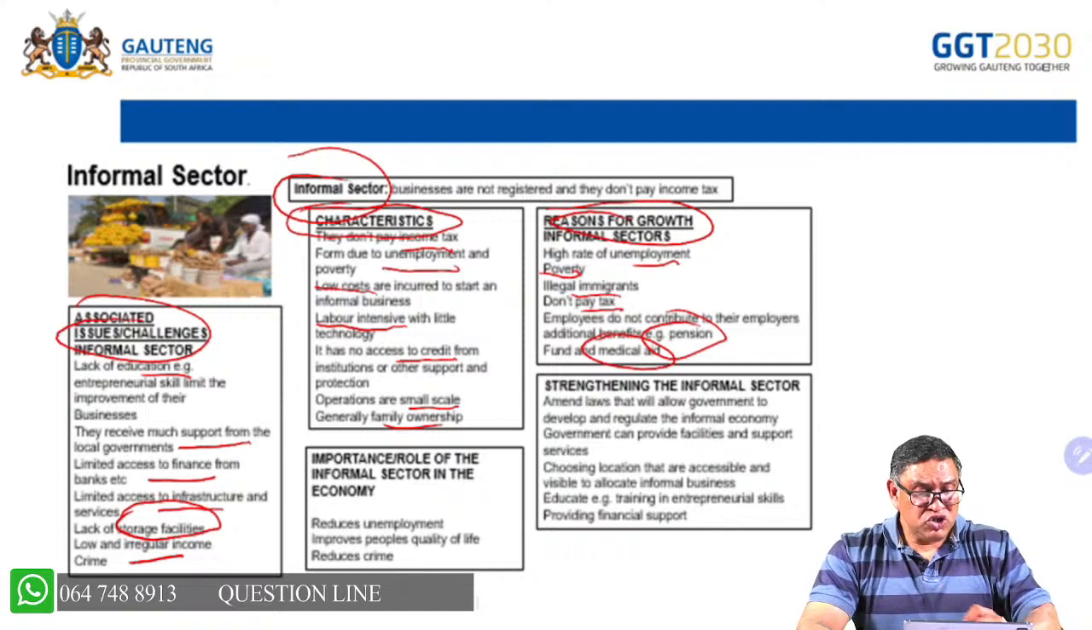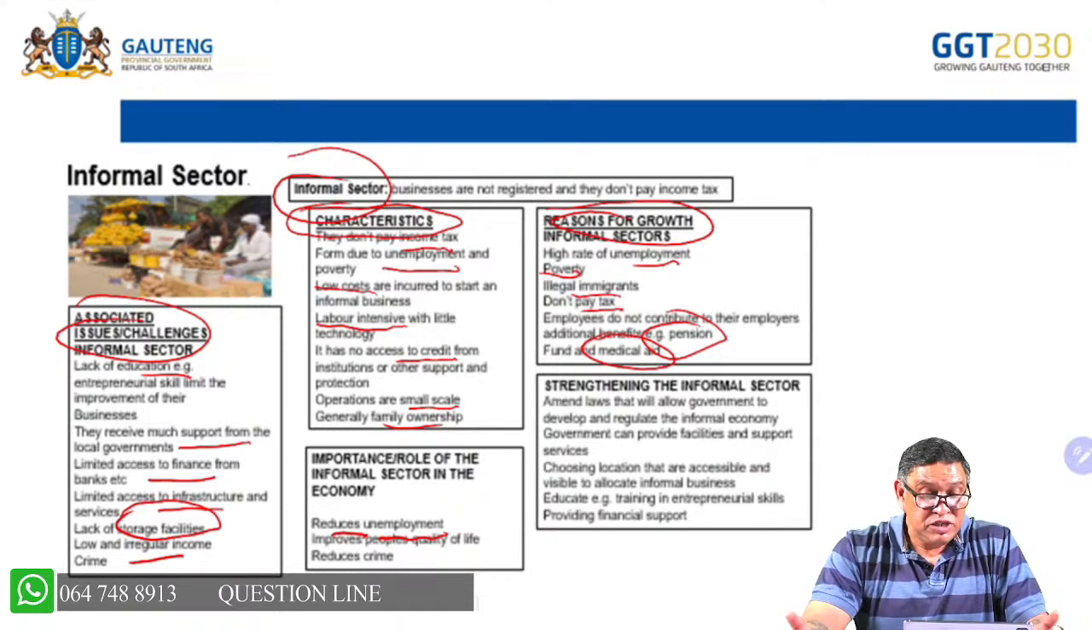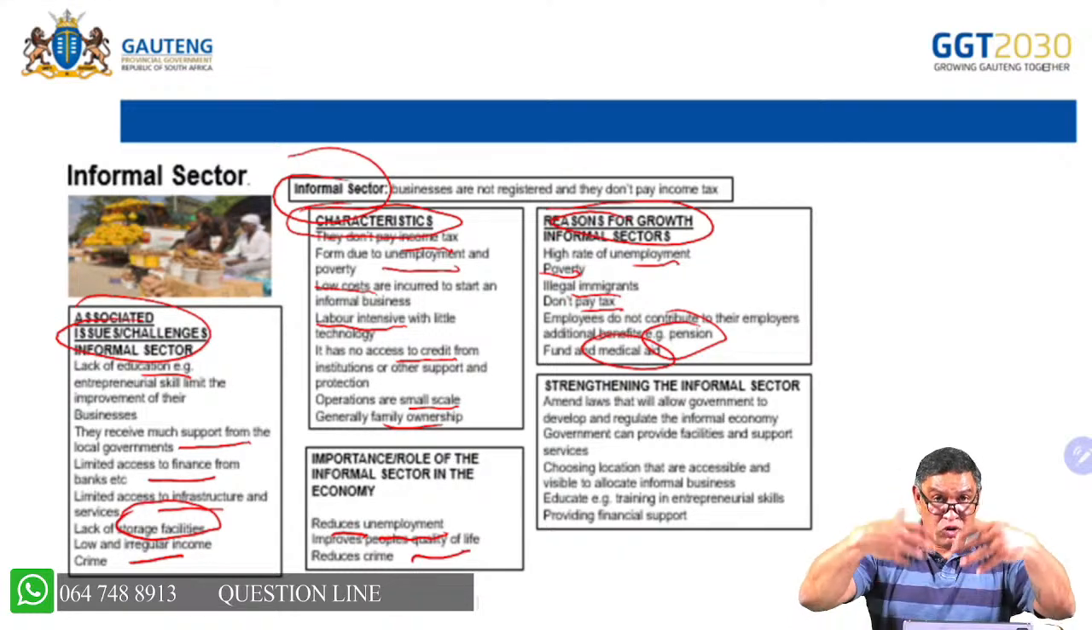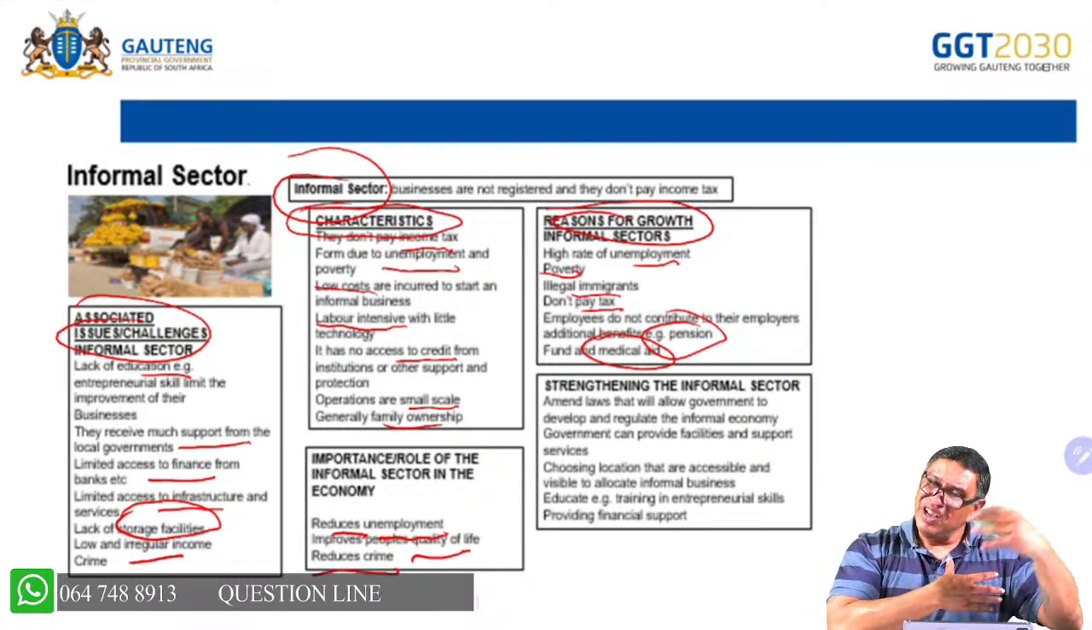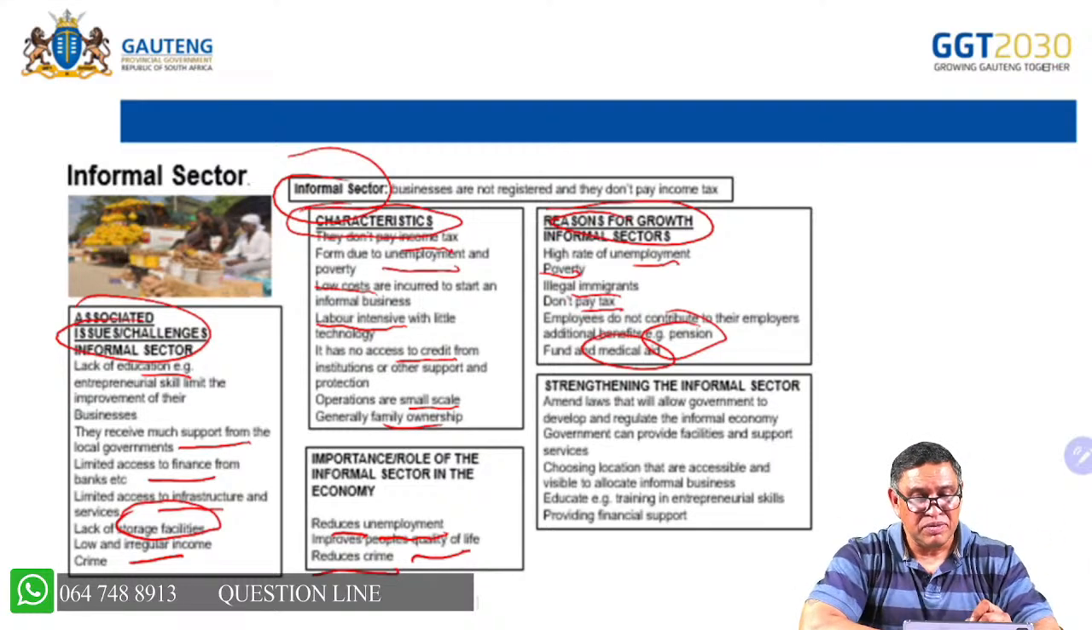The importance of it: it reduces unemployment. At least people are earning money. It improves the quality of life because people are earning, they can get a little better, and it reduces crime. At least people are working, they don't have to resort to other means to get money.